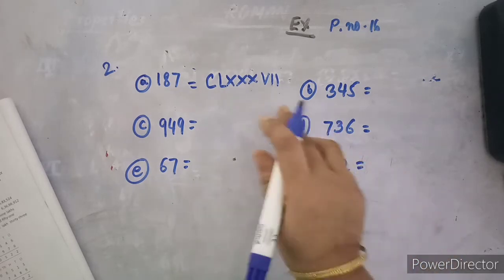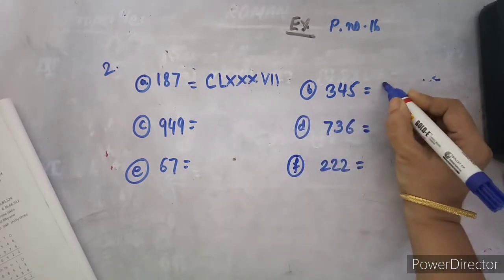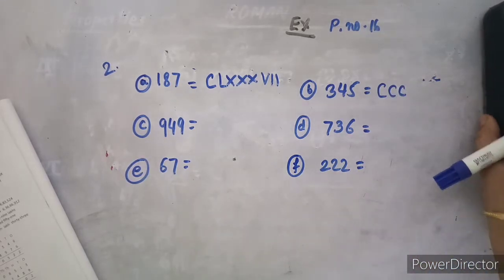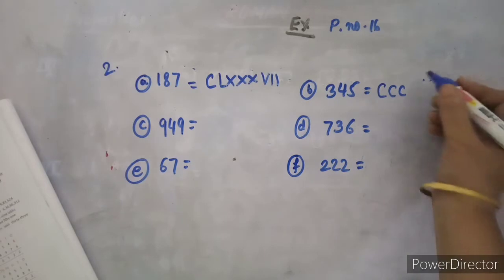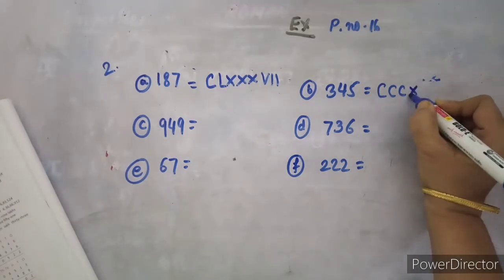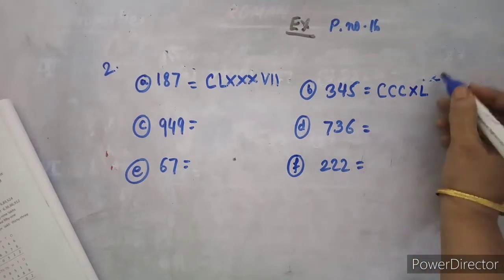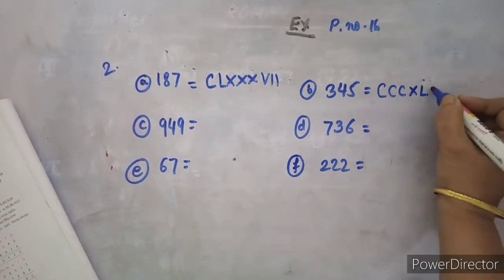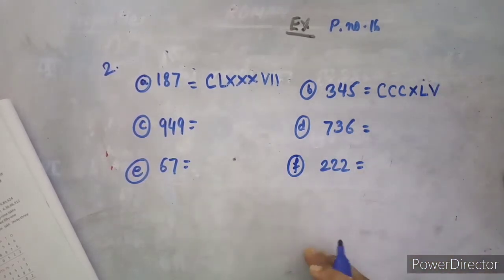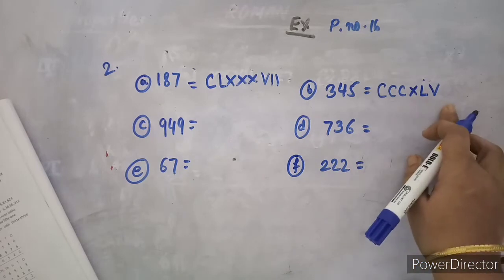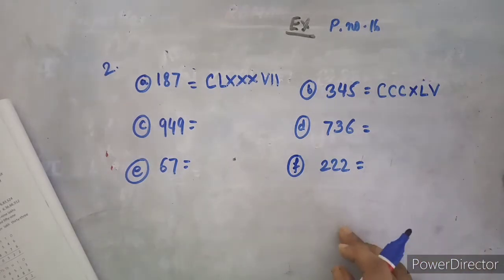345. Now 100 you know is C, so 300 means 3 C's. Now 40. 40 means what? It is 10 less than 50. Okay, now you have this 40 and then you have 5. So 345, this is the way you write the Roman numeral.